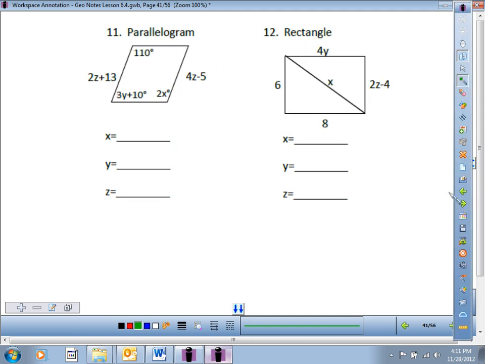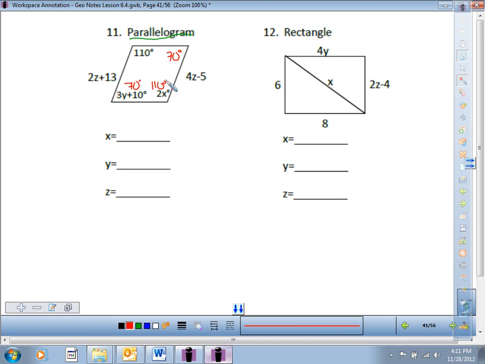Right. Next problem, let's look at number 11, the parallelogram. Now a little bit of a review here. I know that this is 110, and I know it's a parallelogram, so I'm going to write what else I know because of that. If this is 110, this guy over here is 110. The other two would be 180 minus 110, which is 70 and 70.